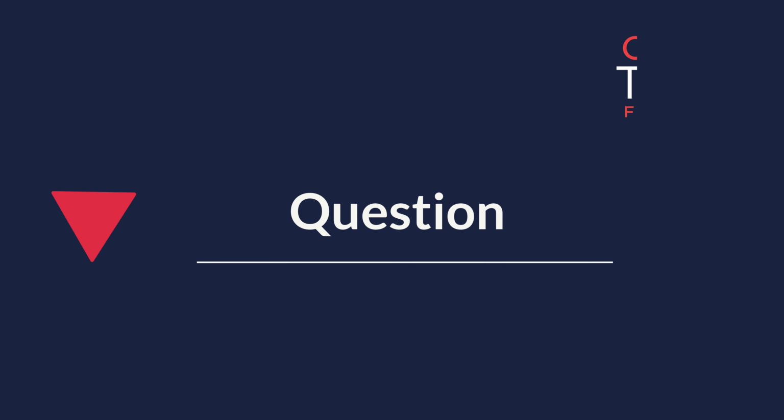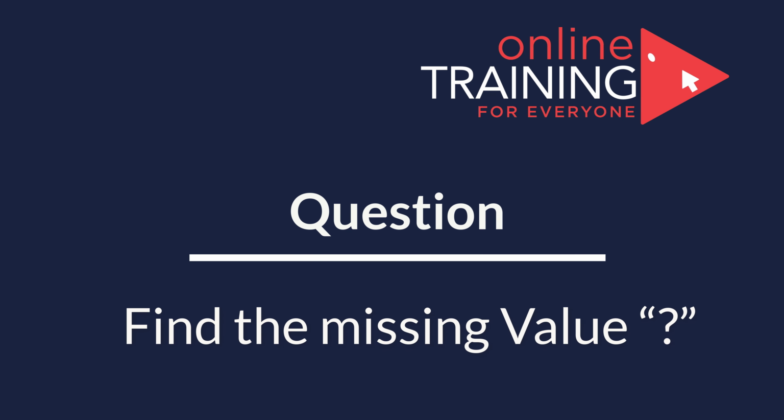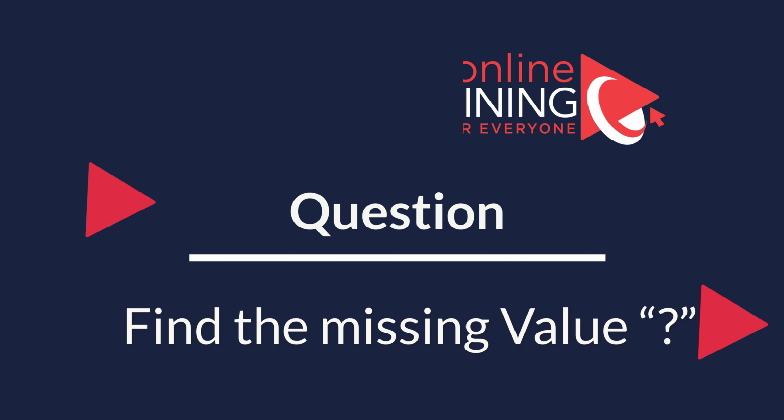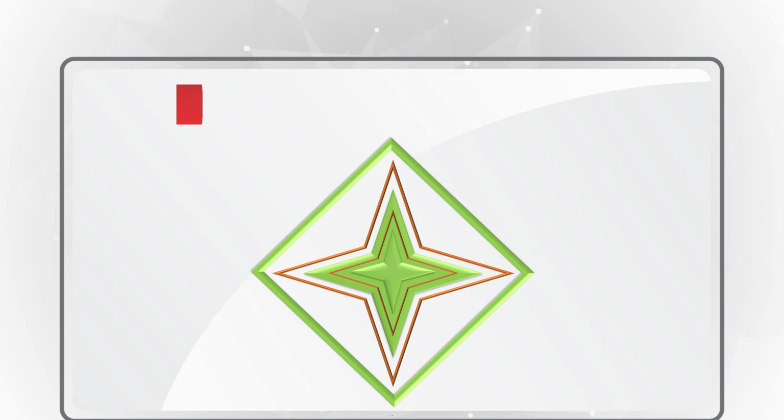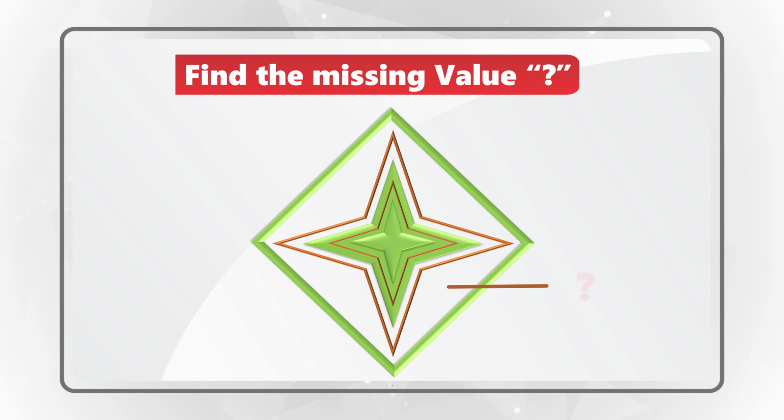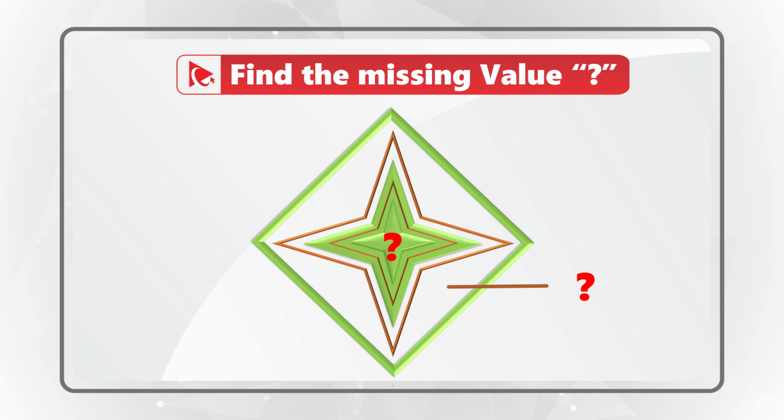Here's an amazing question where you need to find the missing values. Missing values are represented by the question mark and are located on the outside and inside the star. Star is hosted inside the diamond, and this combined figure has numbers around it.